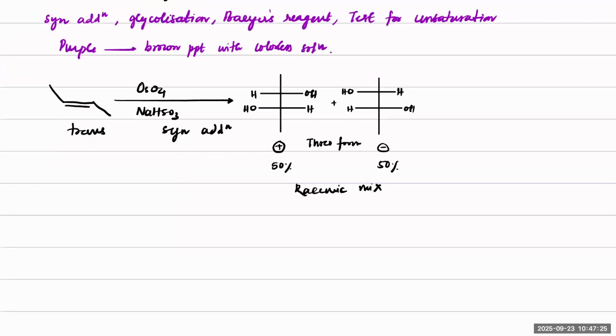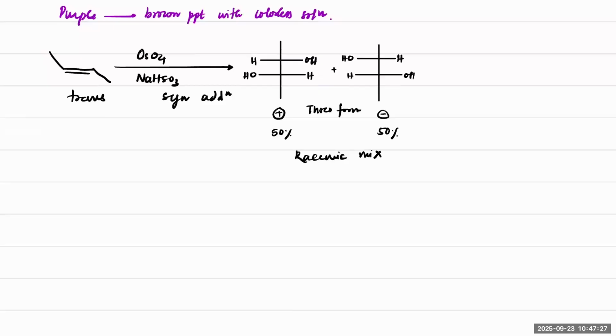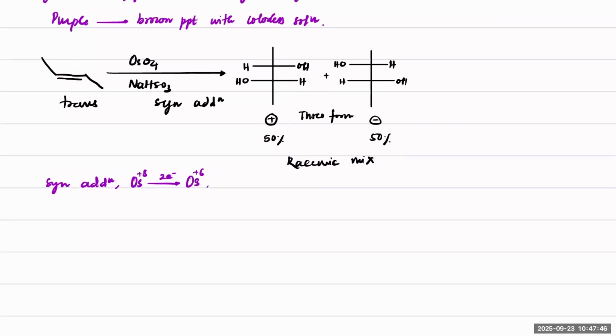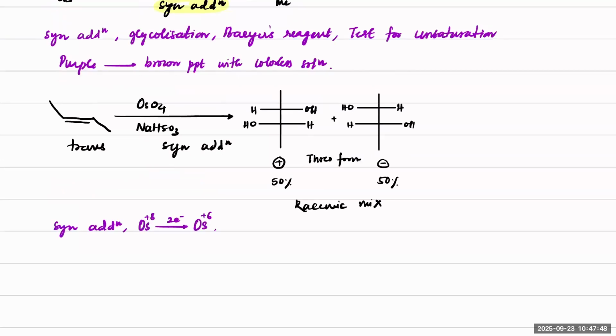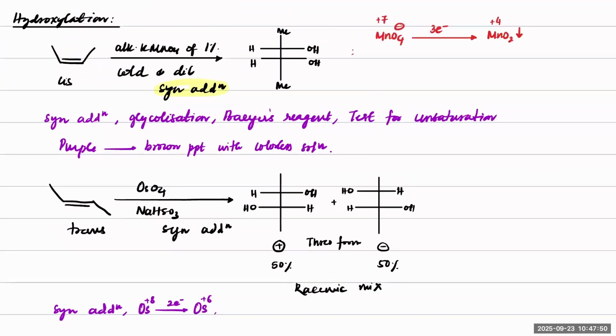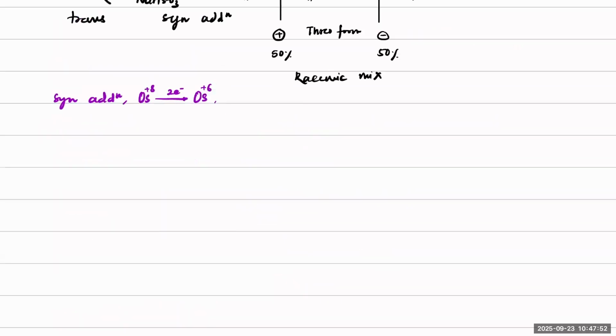Check it out. First, osmium tetroxide. This is also a syn addition. Clear? Here, osmium with +8 oxidation state is changing to osmium at +6 oxidation state. So, 2 electrons are being transferred in this case. Clear? And here, there is nothing to do with the color. So, it is not a test for unsaturation, right? So, these are the 2 pointers we need to know.